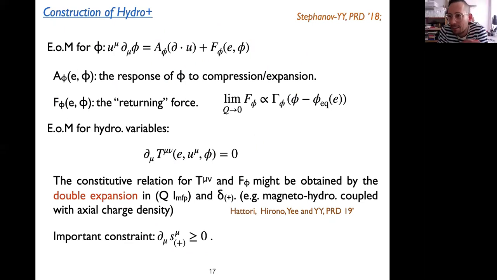Right. In some limits, they take some particular form. But in general, I would be surprised if we would be able to say much about them. So, do you have an idea if one can take some microscopic description and try to see if you can derive A and F?